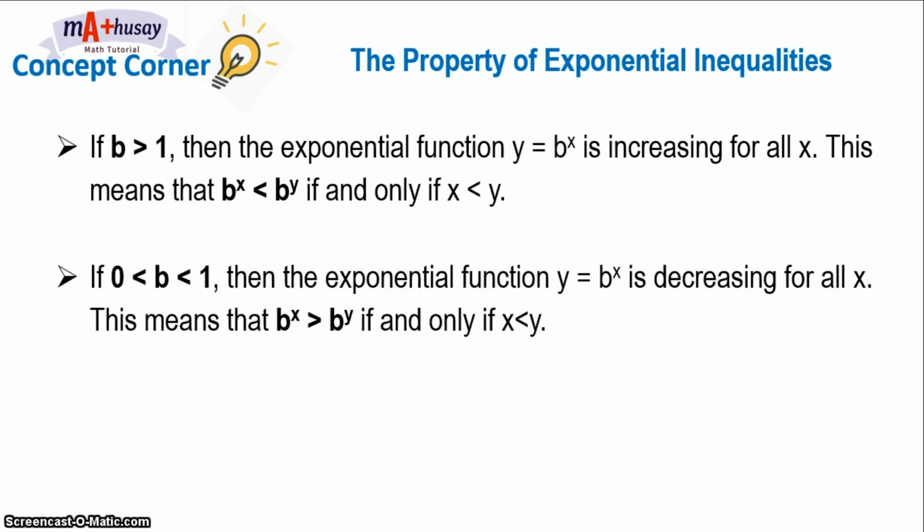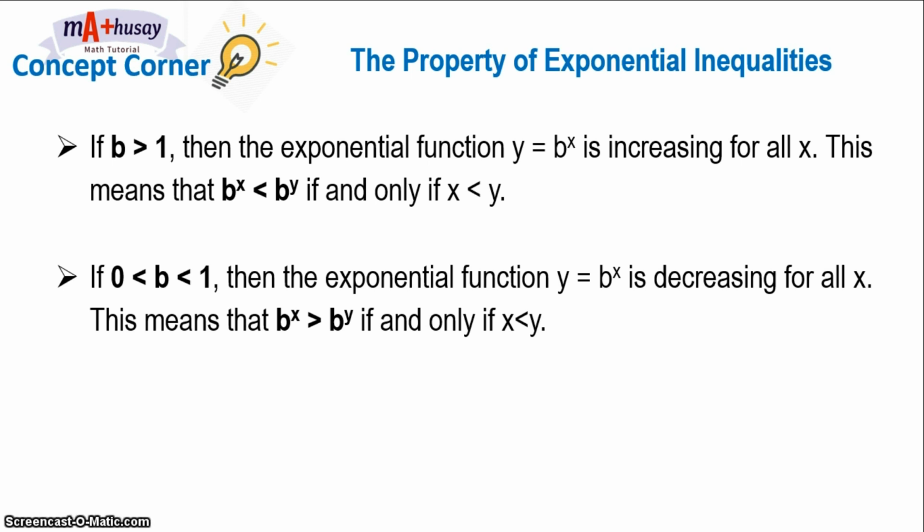Now, if b is greater than 0 but less than 1, then the exponential function y equals b raised to x is decreasing for all x. This means that b raised to x is greater than b raised to y if and only if x is less than y. So yung pangalawang rule natin ay kapag ang ating base ay nasa gitna ng 1 and 0, yung direction ng ating inequality symbol will be changed.